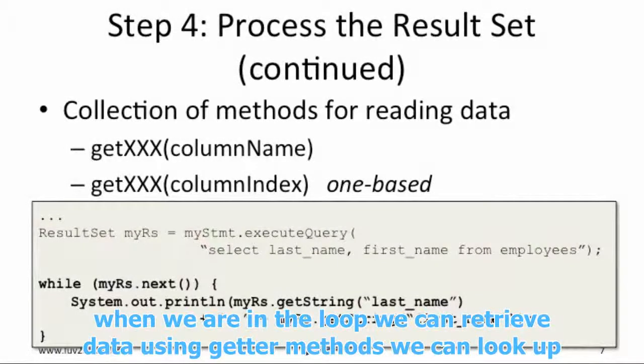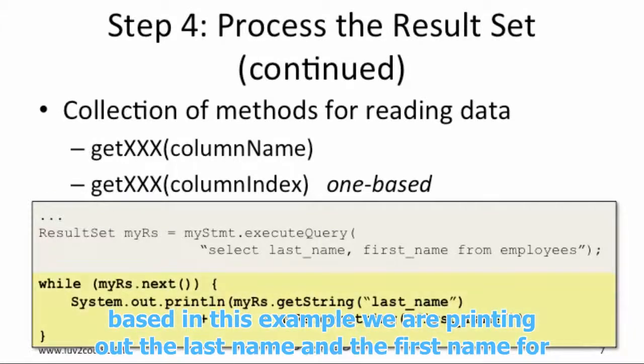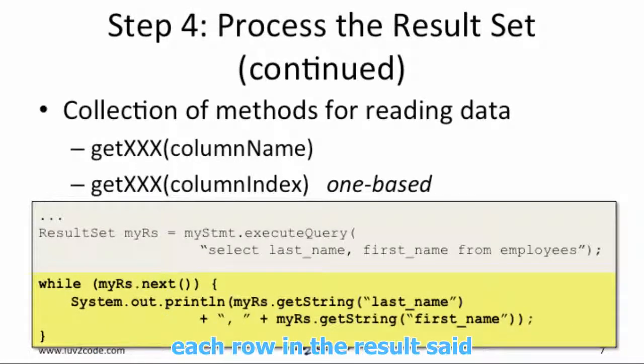When we are in the loop, we can retrieve data using getter methods. We can look up the data based on column name or column index. Note that the column index is one-based. In this example, we are printing out the last name and the first name for each row in the result set.